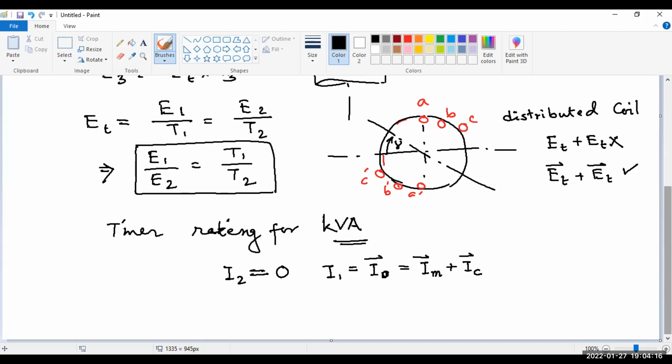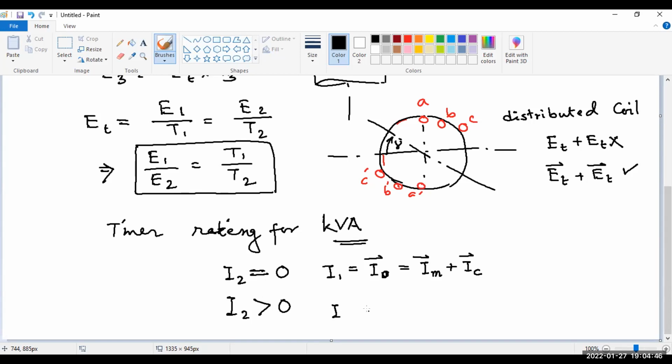But will the same current be drawn if I have a positive or some finite value of I2? No, sir. The current will increase. Yes, sir. The I1 current will increase.